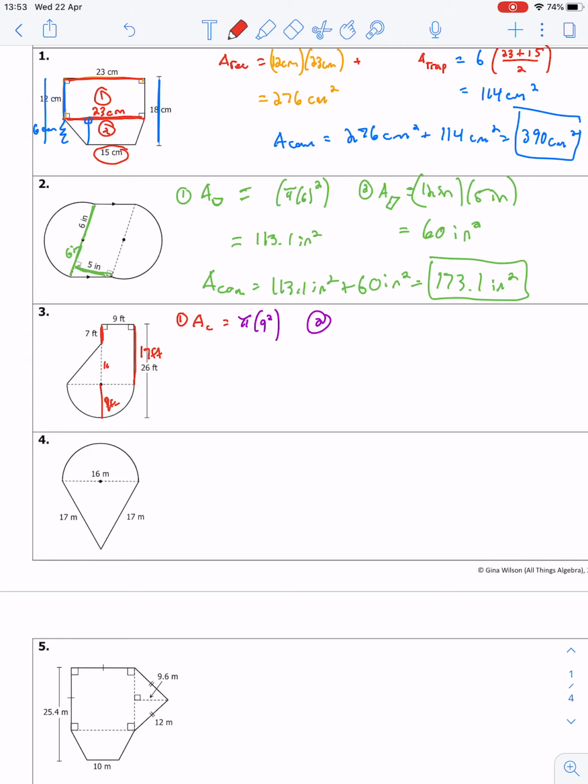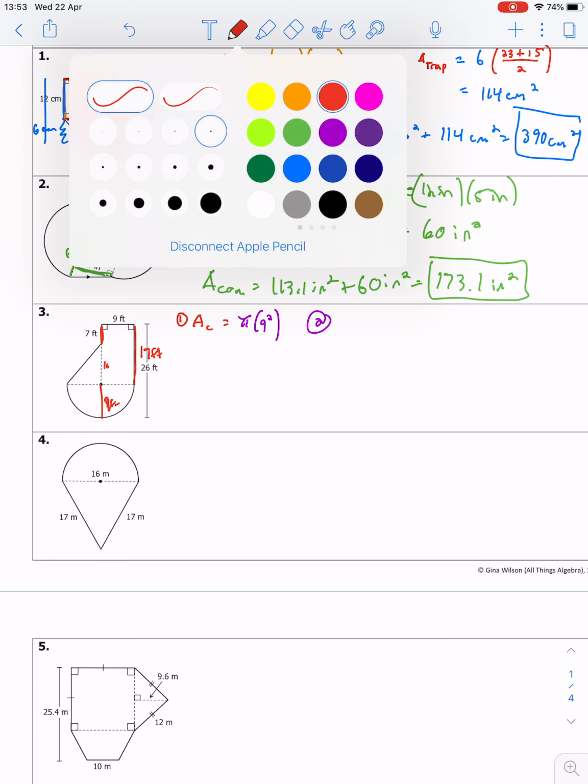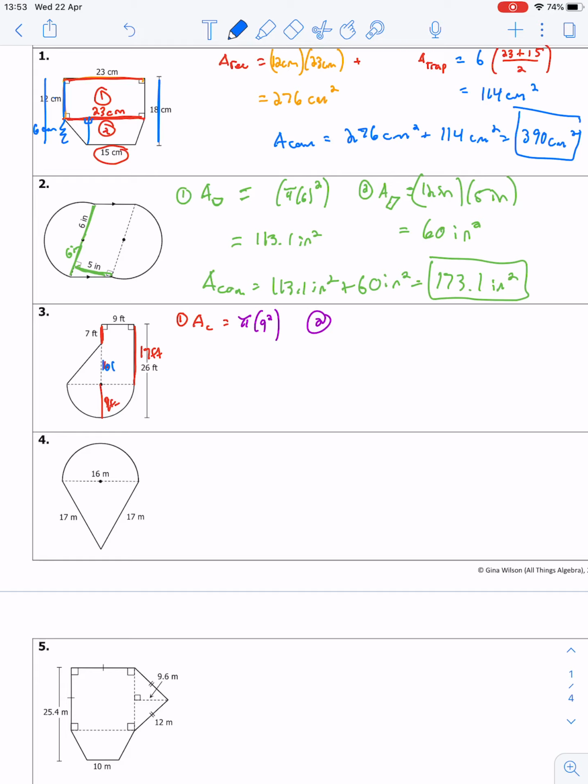So if this is 17 feet, this is 7 of the 17 feet. That must mean this is 10 feet. So the height of the triangle is 10 feet, and we know the base is 9 because it's the radius, 9 feet. So the area of the triangle is going to be 1/2 base times height.